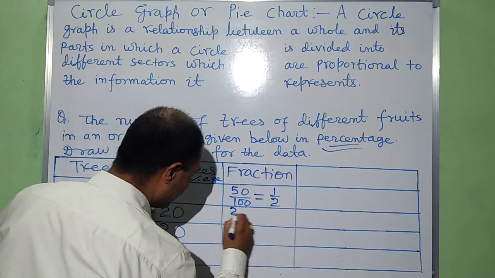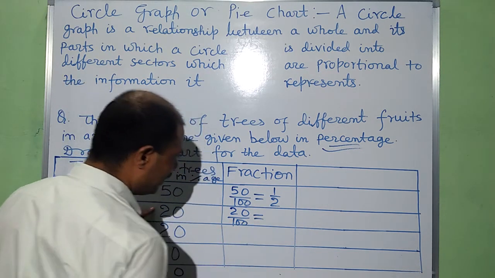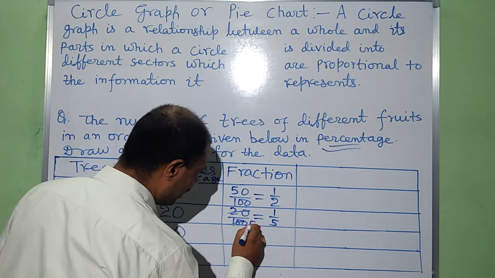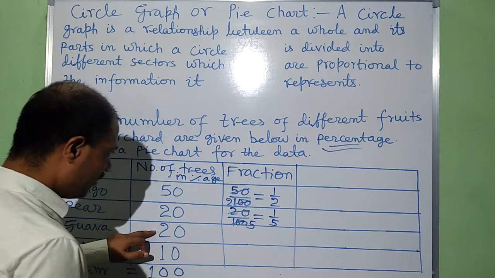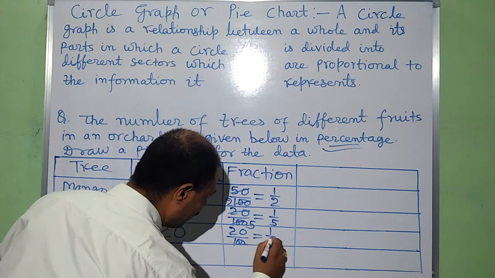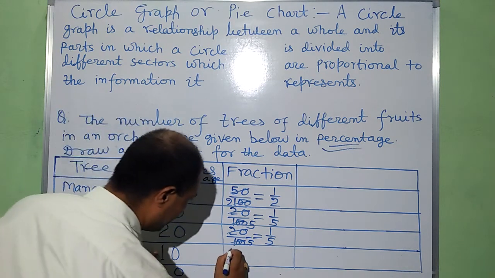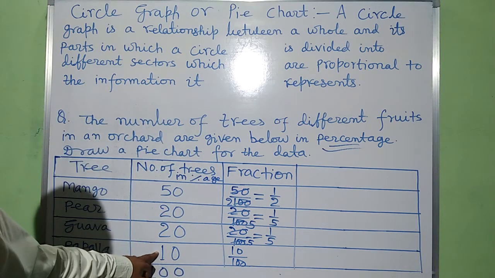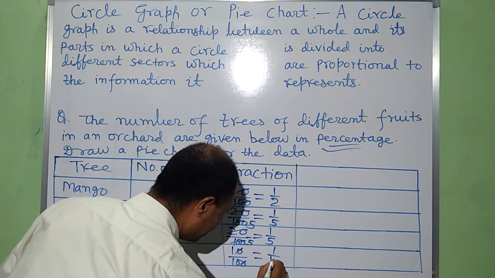20% means 20 by 100. When we simplify it, we get 1 by 5. 20%, that is again 20 by 100. This is again 1 by 5. And this one is 10%. 10 by 100. 10% means 10 out of 100. Finally, it will be 1 by 10.